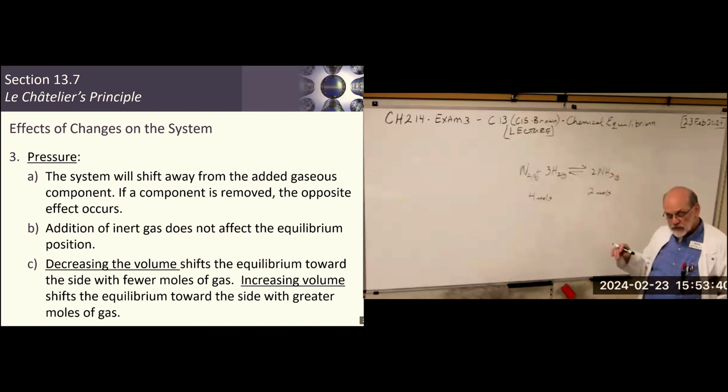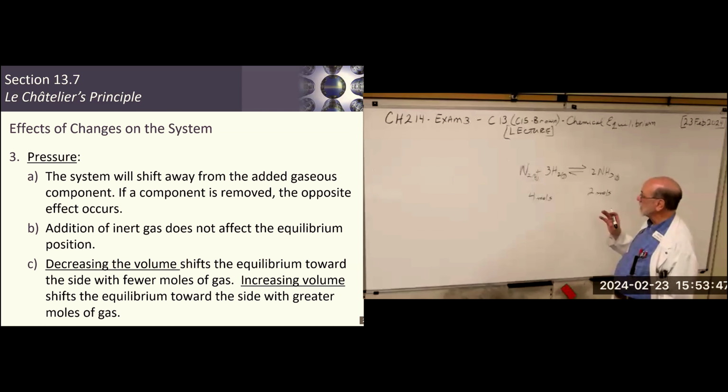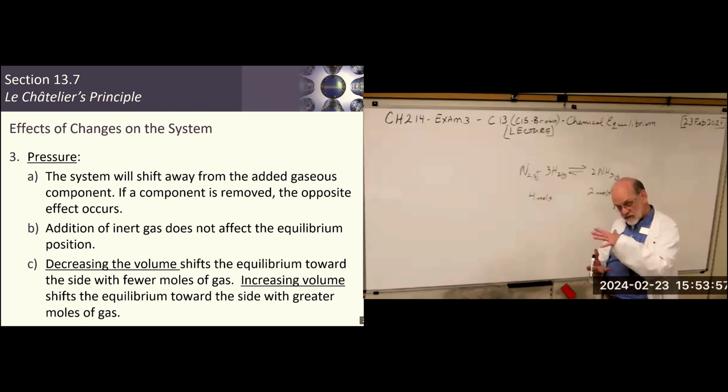So if you reduce the volume and increase the pressure, what you're going to do is force the system to react in a way that will drive it toward the smaller number of moles. You add pressure by decreasing the volume. So if it makes fewer moles, then that's going to relieve some of the pressure.